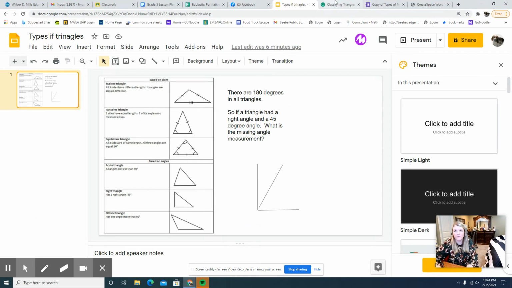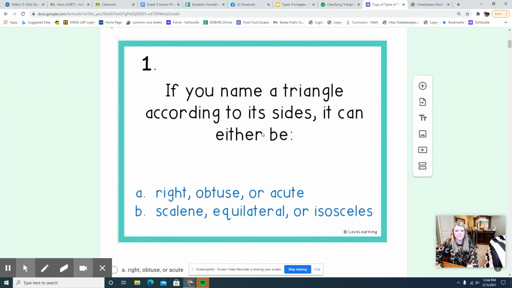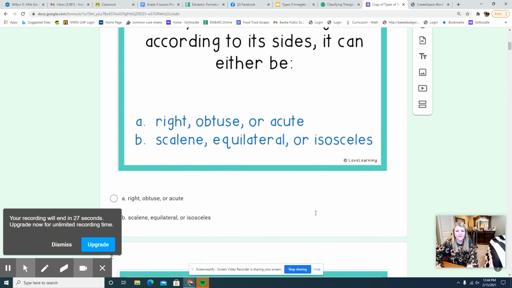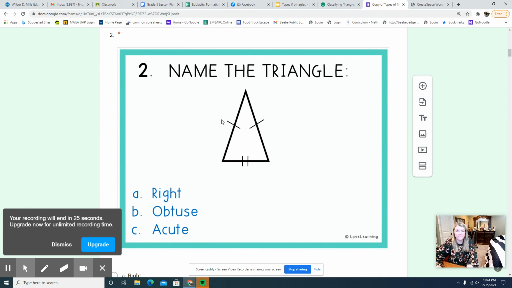But here are some questions about triangles now. You'll see this again, so make sure you're following along as we go through this. If you name a triangle according to its sides, it can be either scalene, equilateral, or isosceles. Those are our side lengths. Then for this triangle, we see that there are two side lengths that are the same, so it would be isosceles because the side lengths are the same.